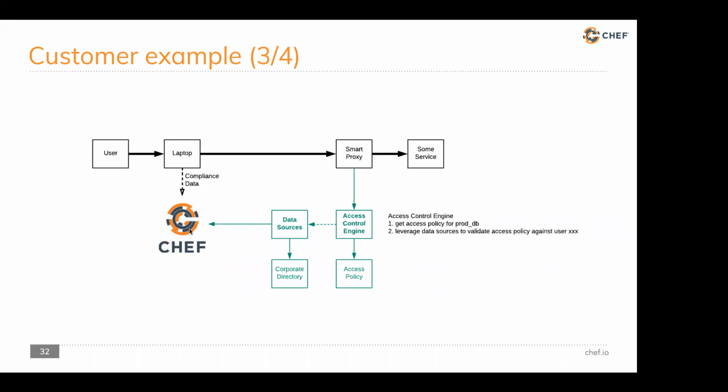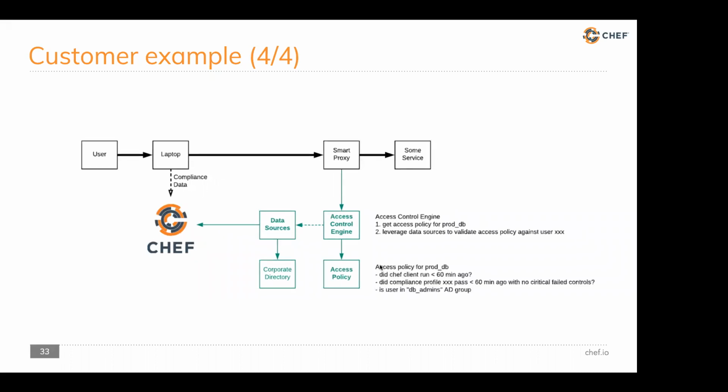If we look at what their policy is, we can understand how they're using this type of data. Their policy is, okay, number one, we want to know that the Chef client checked in within the last hour. But number two, which I'd agree is probably more important, we want to check if the compliance profile, which might be some restrictive InSpec profile, passed within the last hour with 0 critical failed controls. And then, I guess, that the user is in the DB admin's AD group. But that might be what the policy is. Only if all 3 of these pass does the access control engine give its thumbs up to the smart proxy, allowing access to the service.